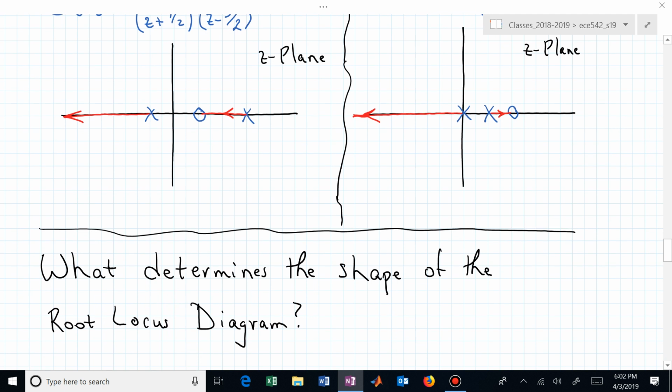Now I hope I've motivated the need to answer this question. What determines the shape of the root locus diagram? I hope that those examples have now maybe piqued your interest. Maybe you're ready to pull your hair out. I apologize, but the idea behind showing you those diagrams was to try to motivate the need to address this question. What determines the shape of the root locus diagram? Because we had multiple shapes up there, and we didn't even start to look at all of the different possible shapes.